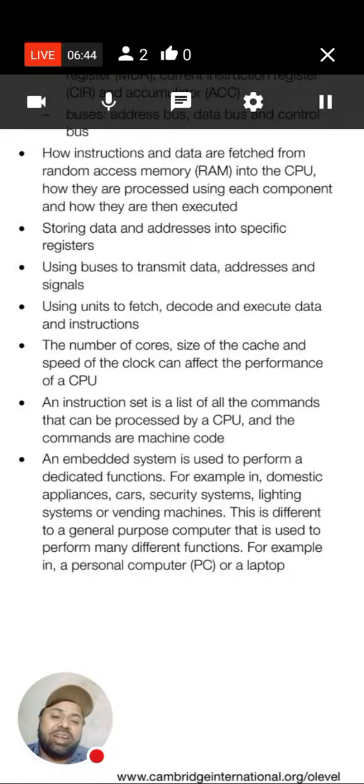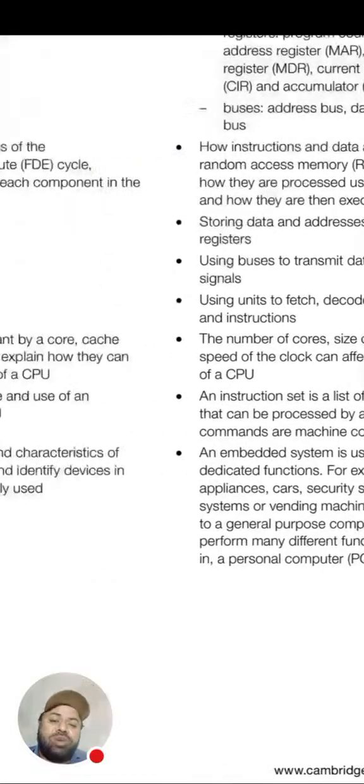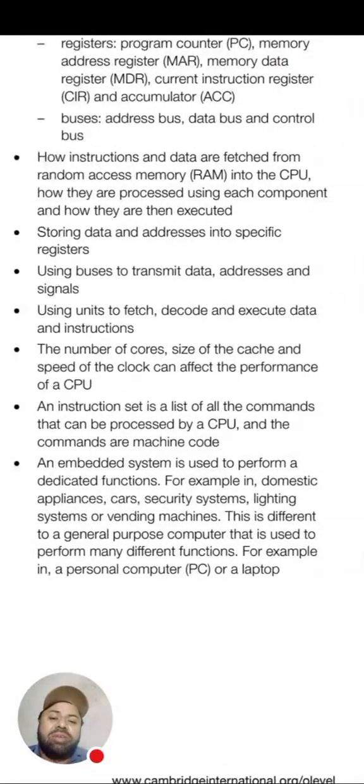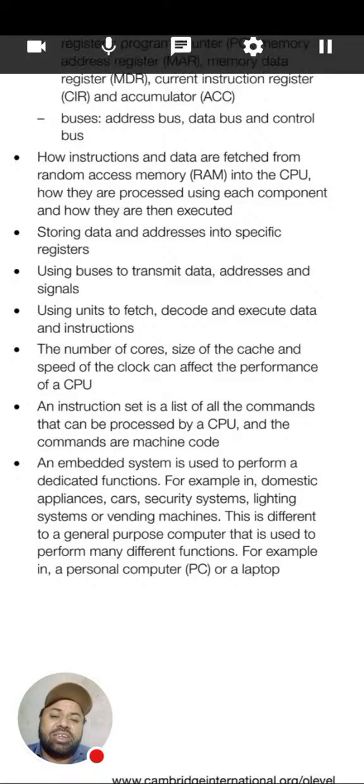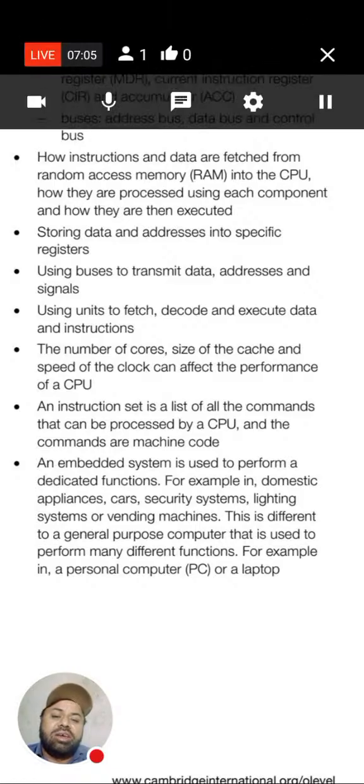It's a purpose of addresses, and address registers are also there. Then the concept comes to using buses to transmit data. That's very important. We can transfer data through buses, addresses, and signals. There are three ways to transfer data.